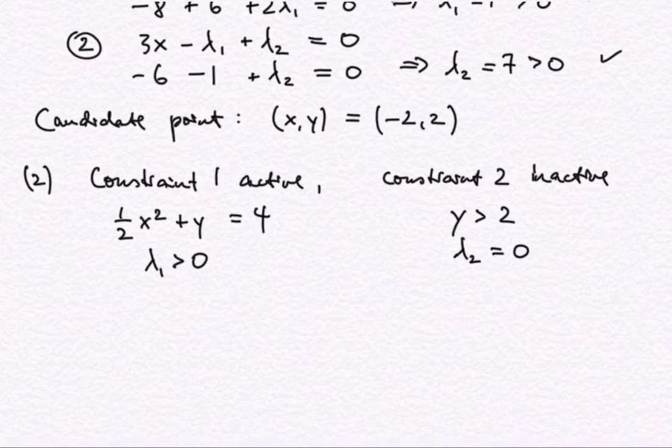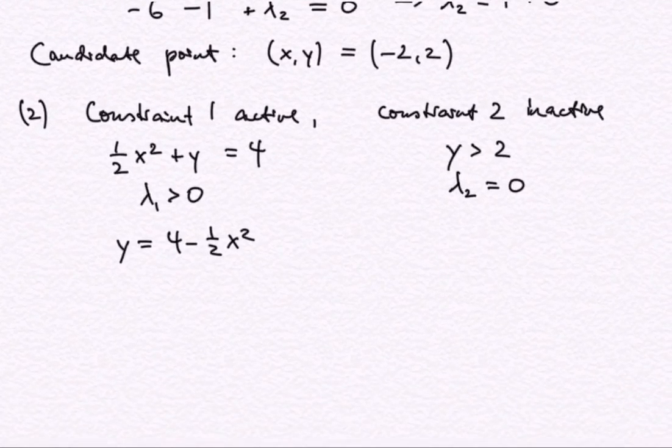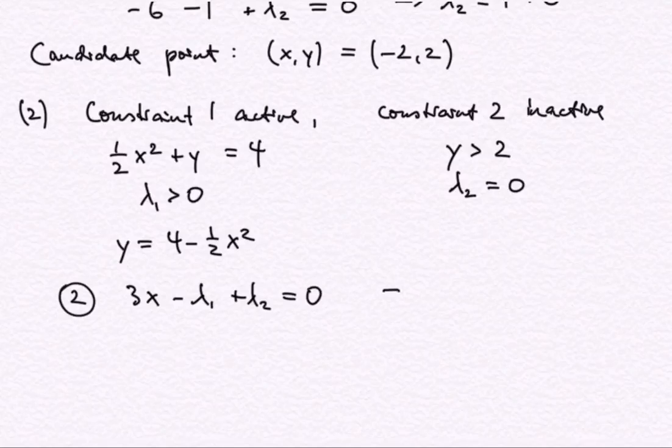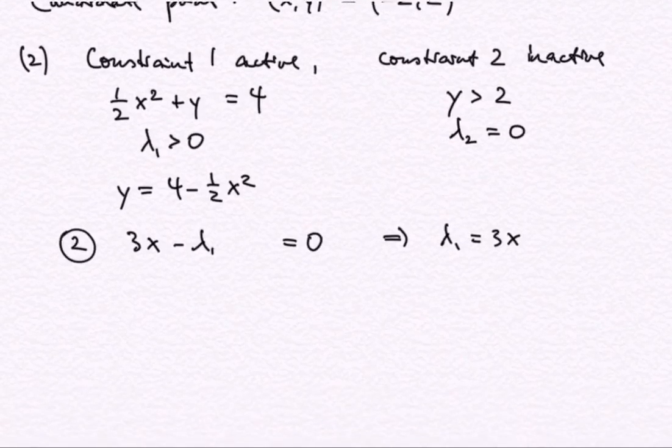Now I write from the constraint that y is equal to 4 minus 1/2 x squared. That's not surprising. I look at condition number 2, which reads 3x minus lambda 1 plus lambda 2 is equal to 0. Since lambda 2 is equal to 0 now, this is just 3x minus lambda 1 is equal to 0, and this means that lambda 1 is 3x. I'm going to use that later.